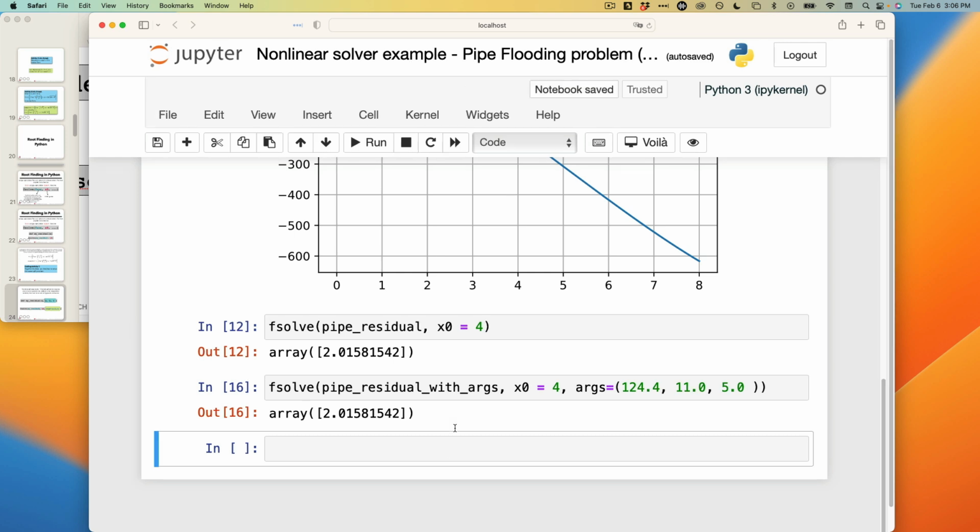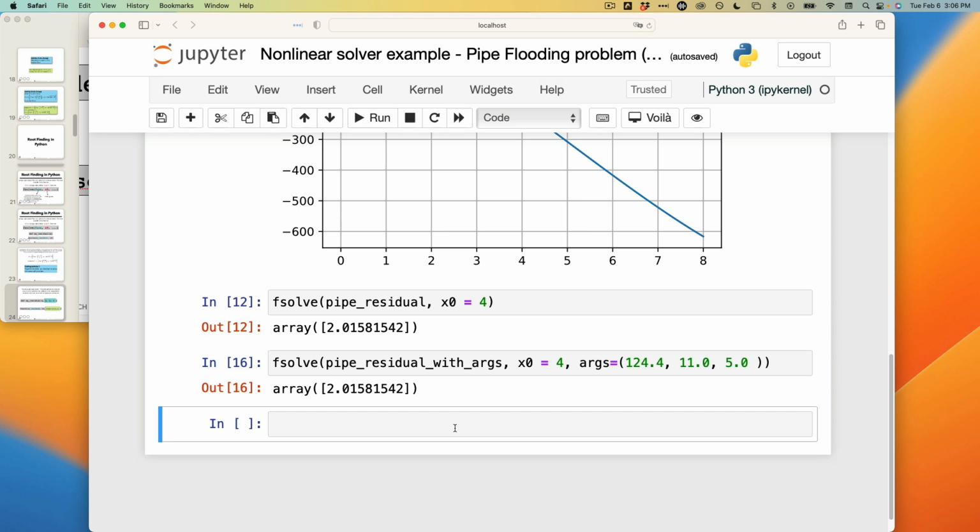That's a great question. What your colleague is saying is, now what if I have H, but I want to find the radius of the pipe? You have to redefine your residual function, because it has different meanings. H has a meaning, R has a meaning, right?